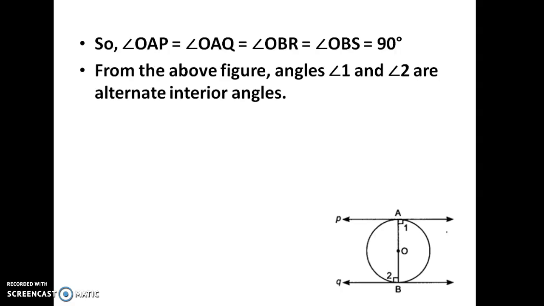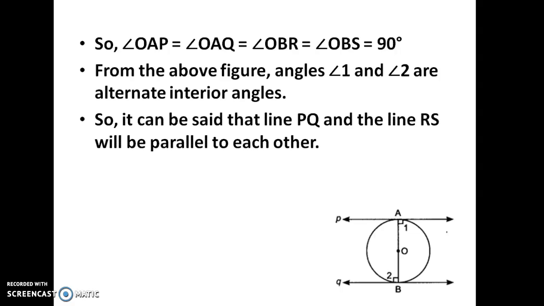So these two are equal. Why? Because both are equal to 90 degrees. So this says that these two lines PQ and RS are parallel to each other. Hence proved. The alternate interior angles will be equal only when the two lines are parallel. Only then can it happen.